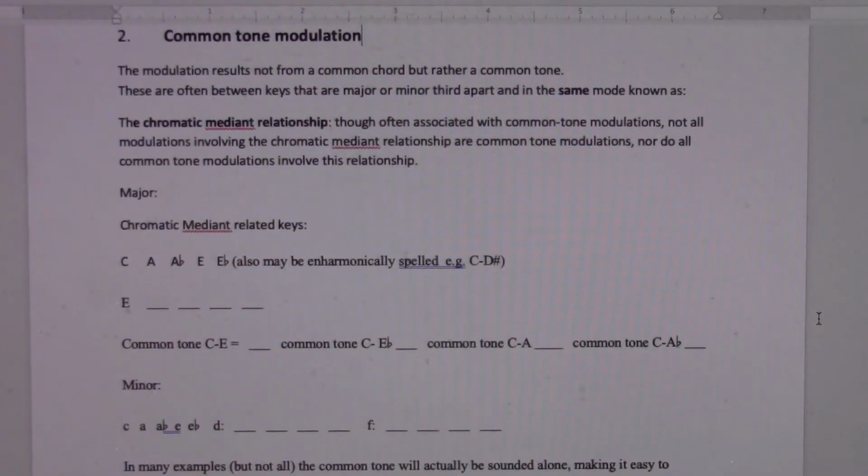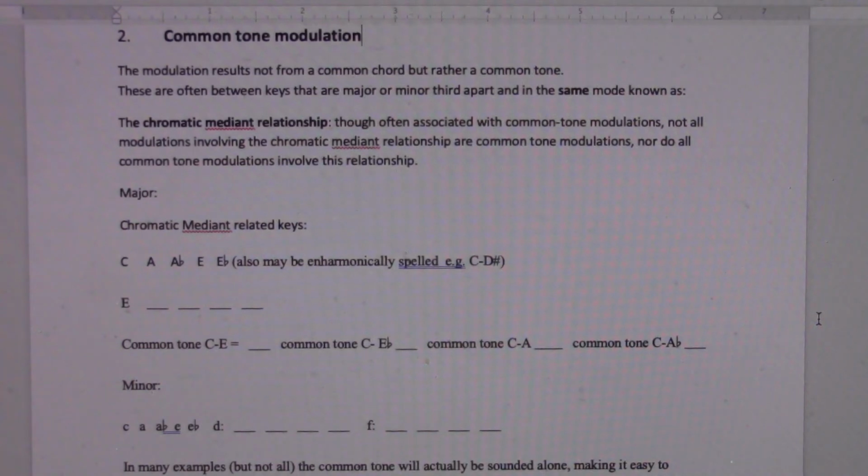So now we listen to a common tone modulation in the Chopin example. So we found that there wasn't a common chord that motivated the modulation, but rather there was a common tone. It was that D.